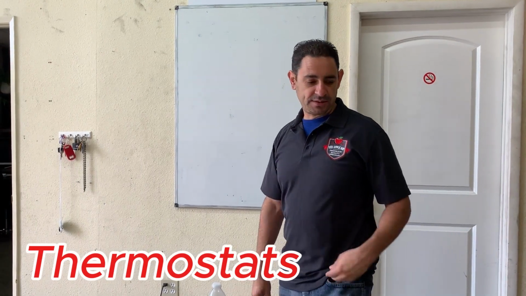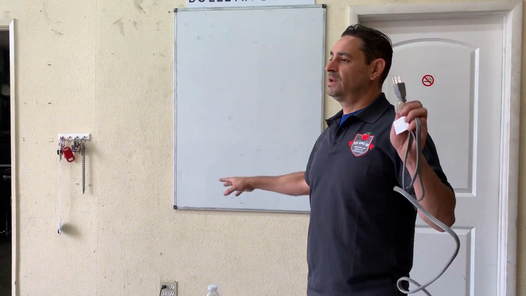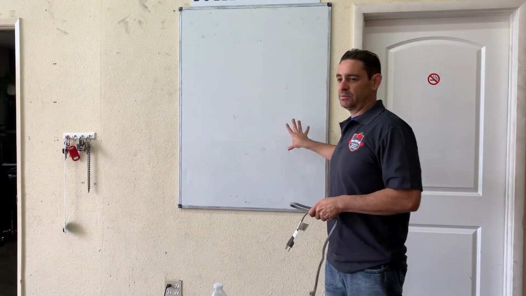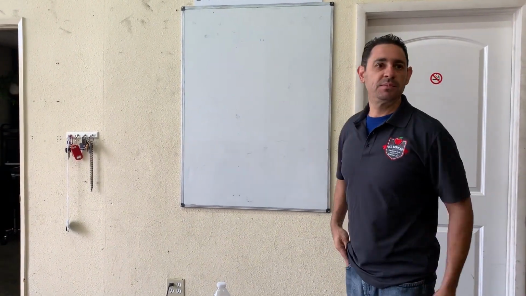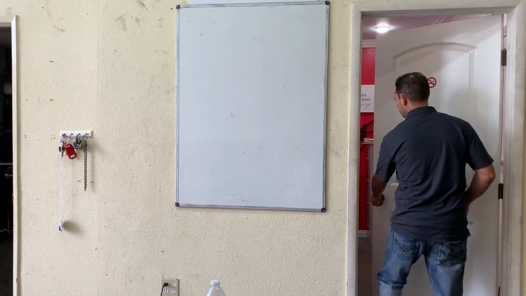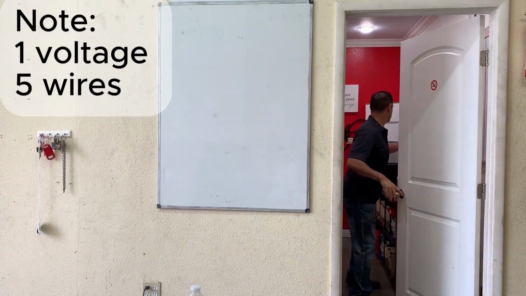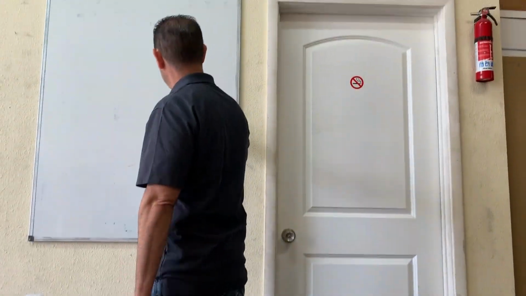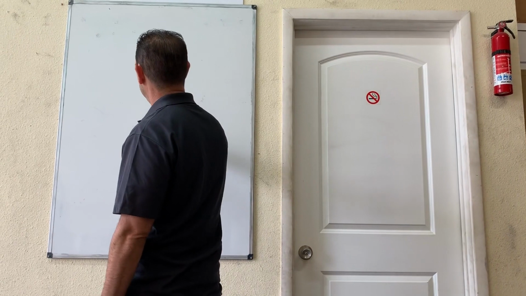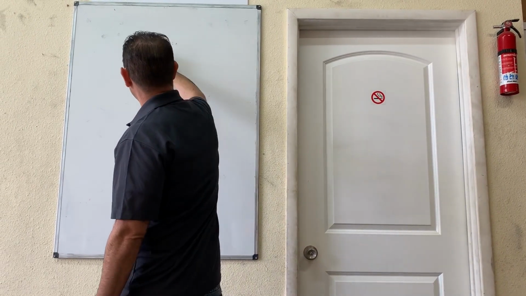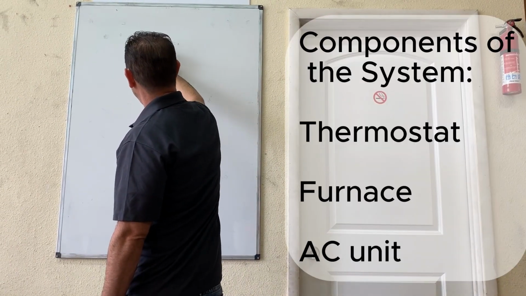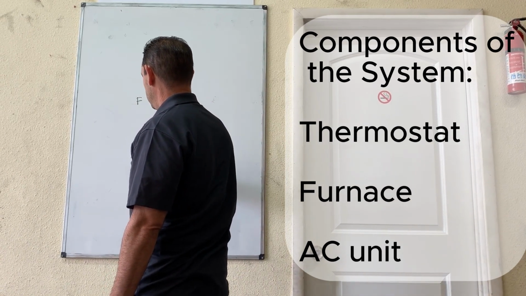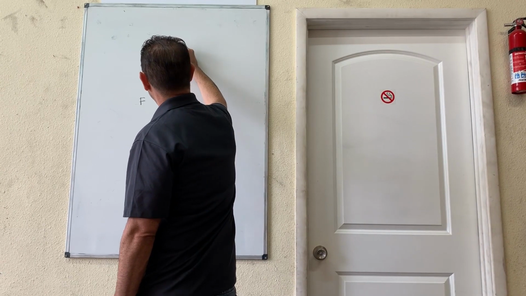So here's where we're gonna get. A thermostat is one type of voltage, and they normally have like 5 wires on each thermostat. All right, so all I need is a couple of markers. I'm just gonna break it down a little bit. I'll start with the thermostat here, then I'm gonna say the furnace and the AC unit.